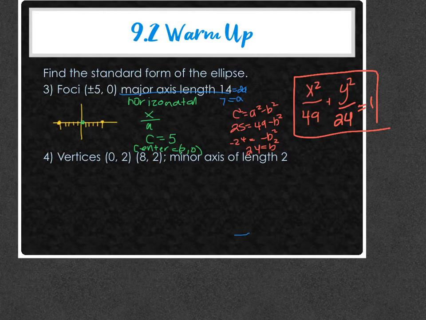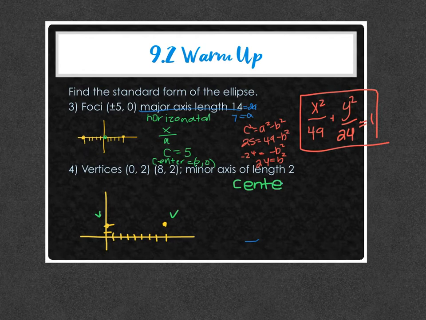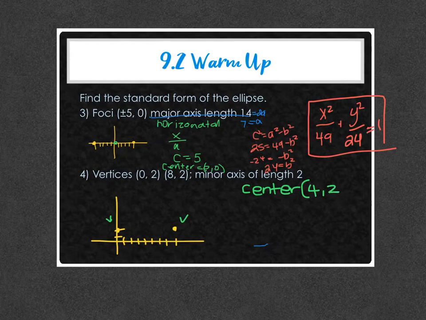Questions on that one? All right, 4 says vertices 0, 2, and 8, 2. So 0, 2, and 8, 2. Those are my vertices. So what do we know already? Good. Center's not at 0, 0 this time, right? Halfway between there would be 4, 2. You can either do the midpoint formula or you can count because it's going to be horizontal or vertical.